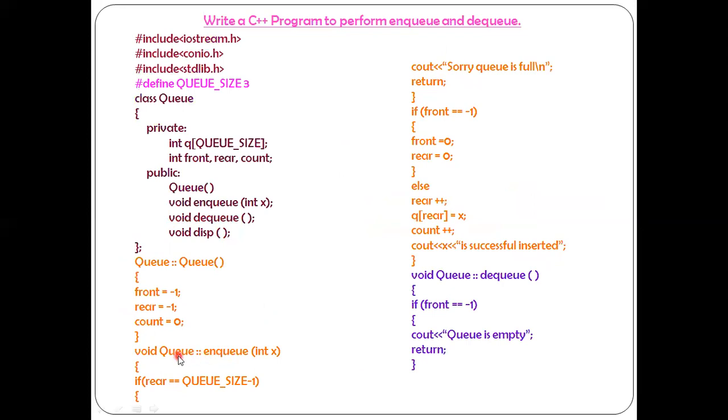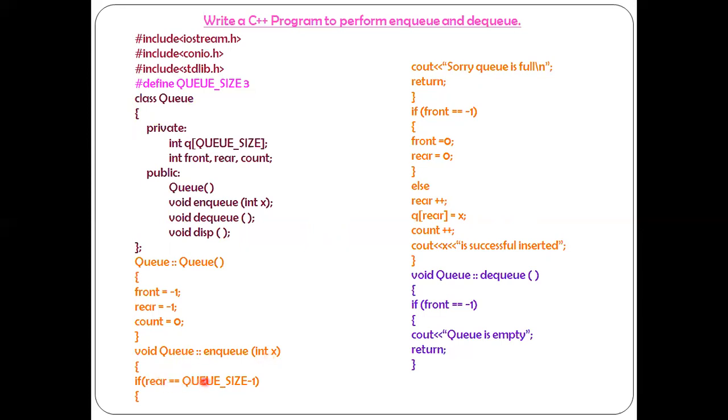It's here. Void is the return type specifier. Q is the class name and these two colons are called the scope resolution operator. Enqueue is a member function. Int x means what exact value is passed from the main function to this member function? 20. 20 is copied to x and x is of type integer.